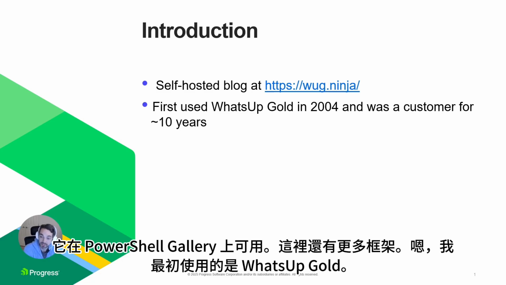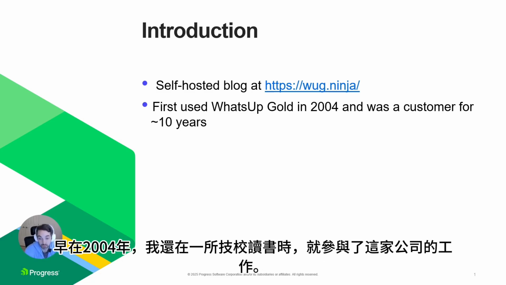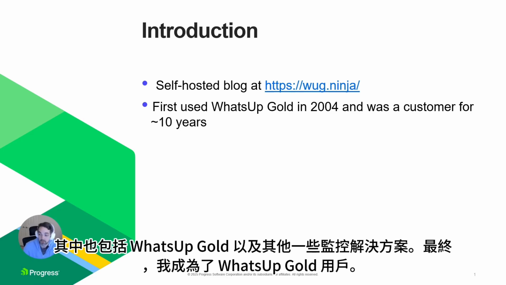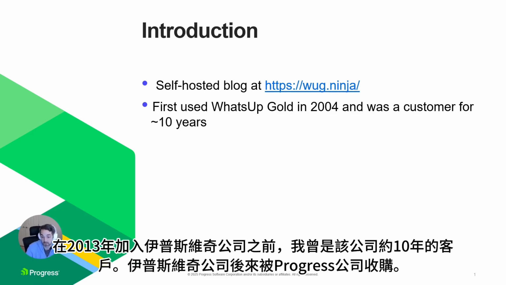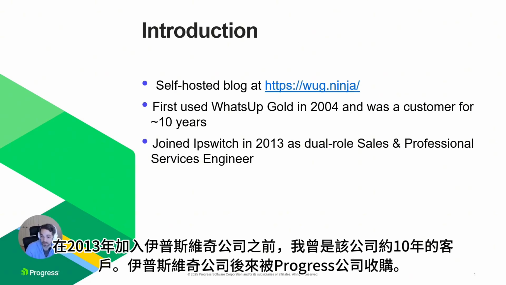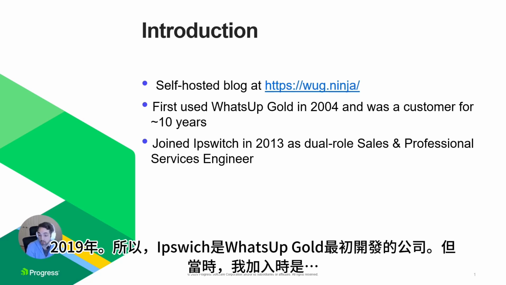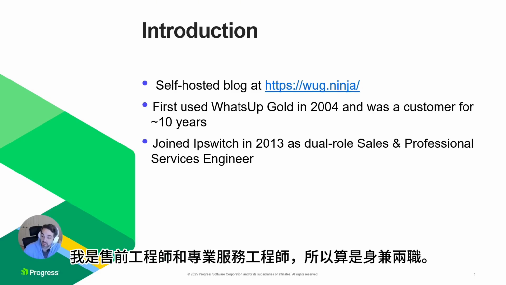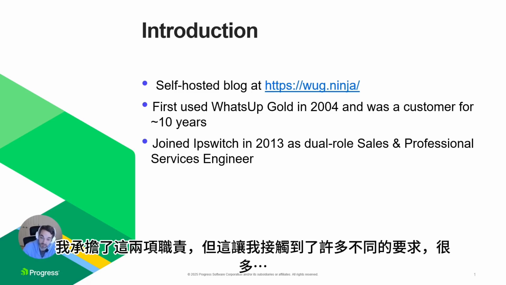And more framing here. Well, I first used WhatsUp Gold back in 2004 as a student at technical school, and I eventually got a help desk job at a company that also had WhatsUp Gold amongst other monitoring solutions, and I ended up being a WhatsUp Gold customer for about 10 years before I joined Ipswitch in 2013. Ipswitch was acquired by Progress in 2019, so Ipswitch is the company that originally made WhatsUp Gold, but at the time, I joined as a pre-sales engineer and professional service engineer, so it was kind of a dual role. I was taking on both responsibilities, but it exposed me to a lot of different requirements, a lot of different problems, many different industries, right?